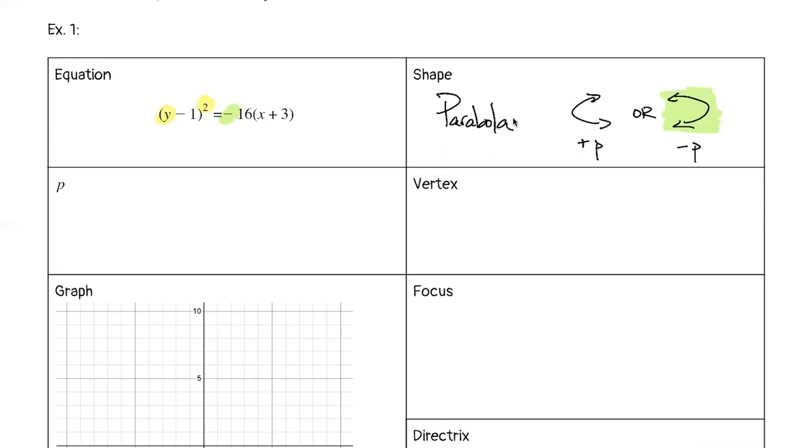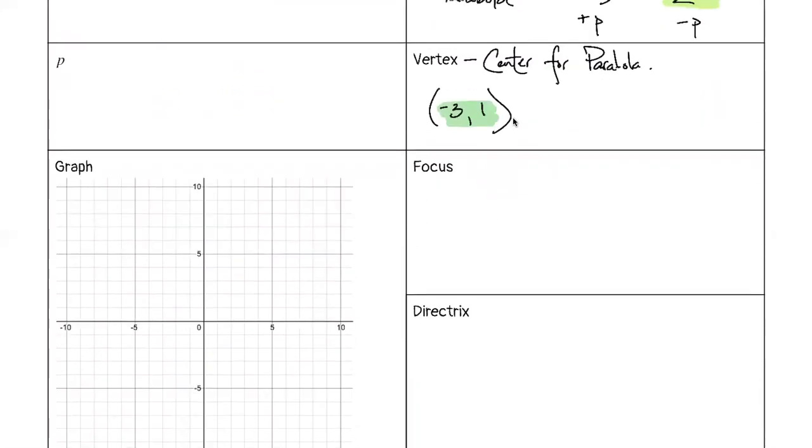All right, now what is our vertex? Let's start there. Okay, so the vertex is kind of like the center for the parabola. All right, now we want to choose the x value of the center first, so it's going to be -3, and then the y value of the center, which is 1. And that point we can go ahead and sketch on our graph: -3, 1. Right, there's our vertex.